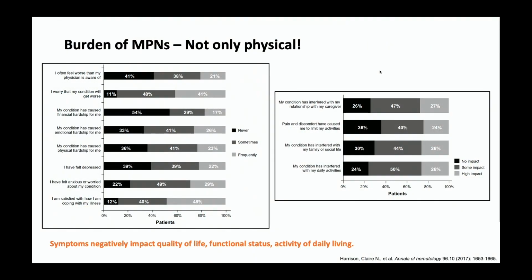So I think this is a very illustrative slide done by Claire Harrison, who does all of the work in the UK, looking at the mental burden of MPNs. I would say a majority of patients reported feeling depressed, anxious, worried that their condition will get worse. And these things go hand in hand with physical symptoms sometimes, or they can be out of proportion to physical symptoms and dictate how you treat.